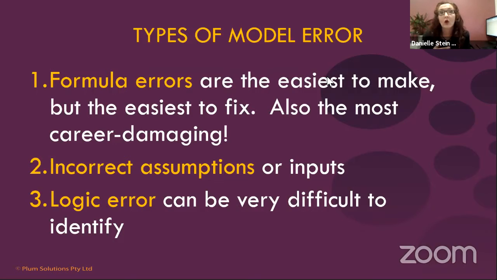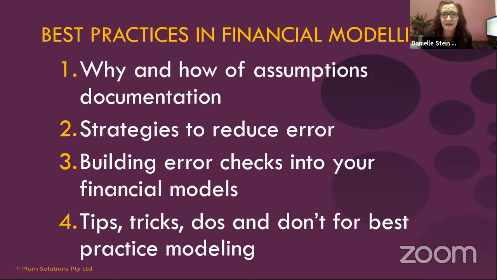And they can also make a huge difference to the output of the financial model. And lastly, the logic error. Logic errors are awful. They can be very difficult to identify, so it can be quite hard to pick up when there's a logic error in your model. So thinking about those different types of errors, these are the 4 different areas that I'd like to cover with you today. Most of the best practices that I'll be talking about are to reduce the possibility of having an error in your financial models.